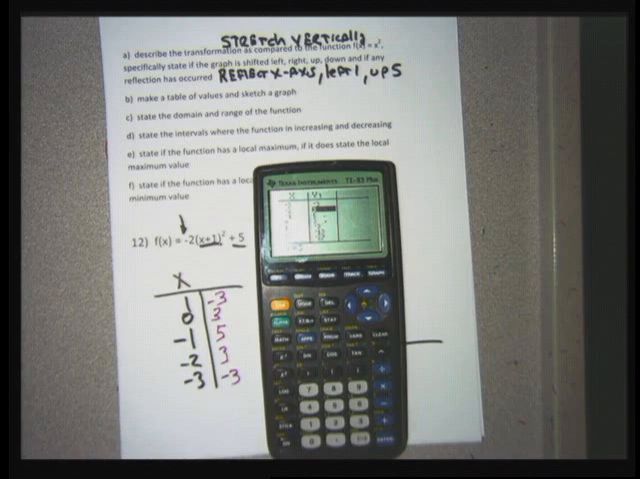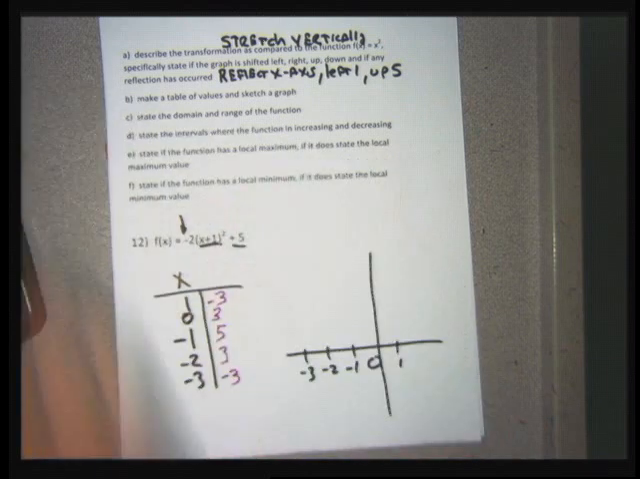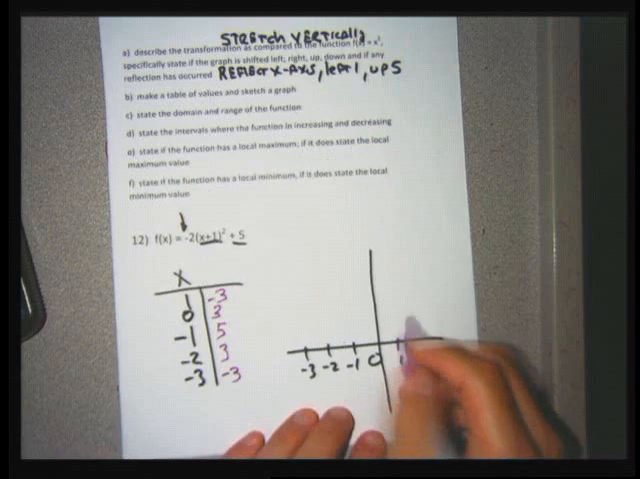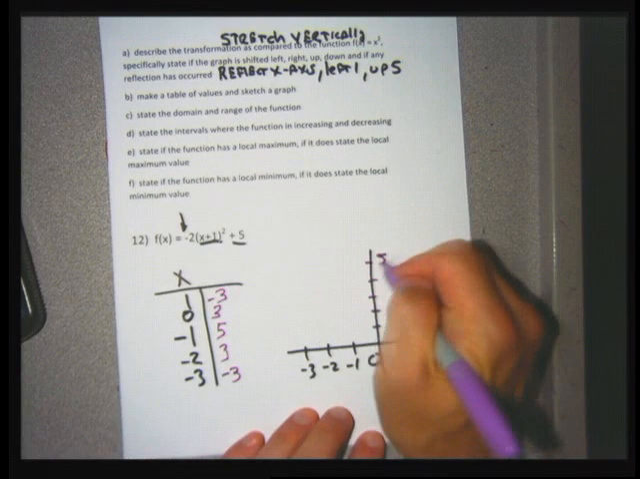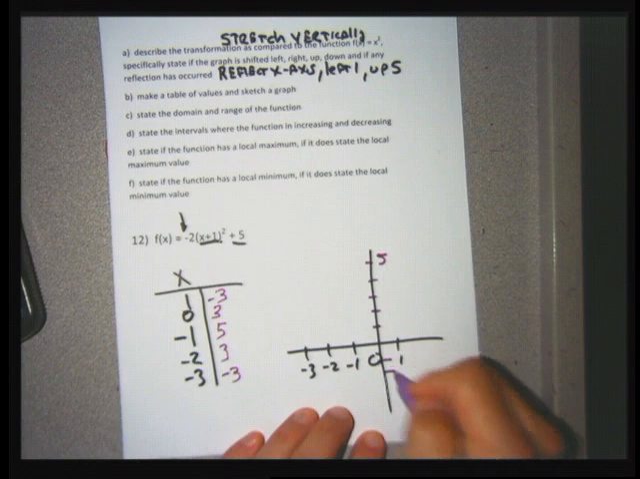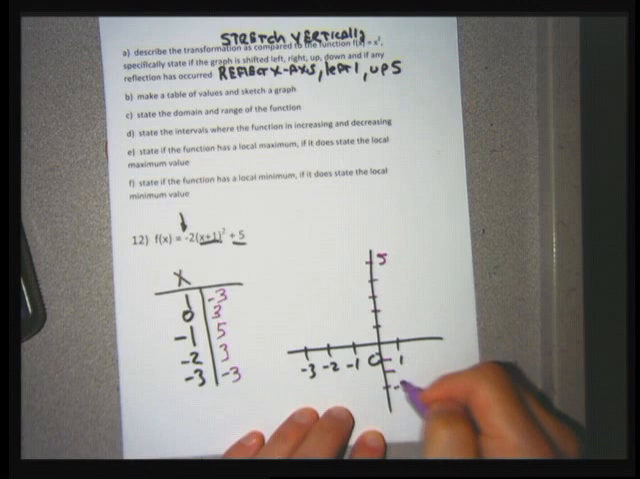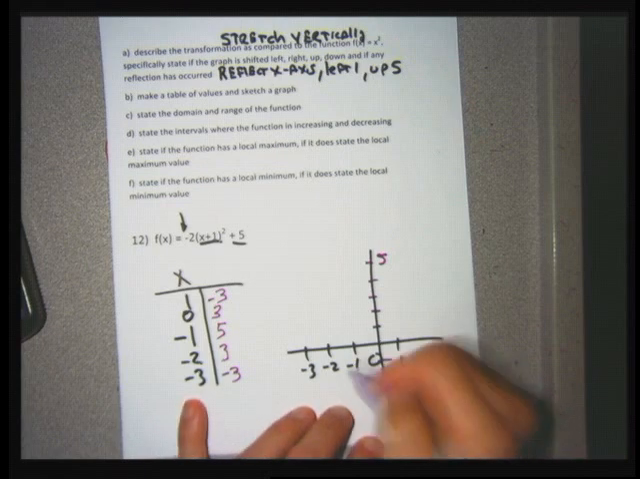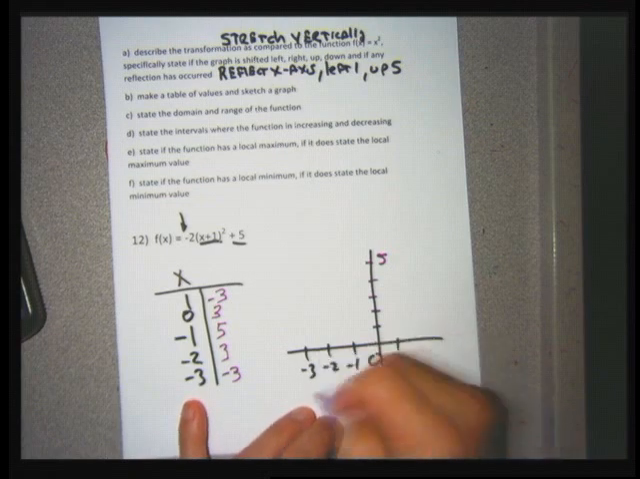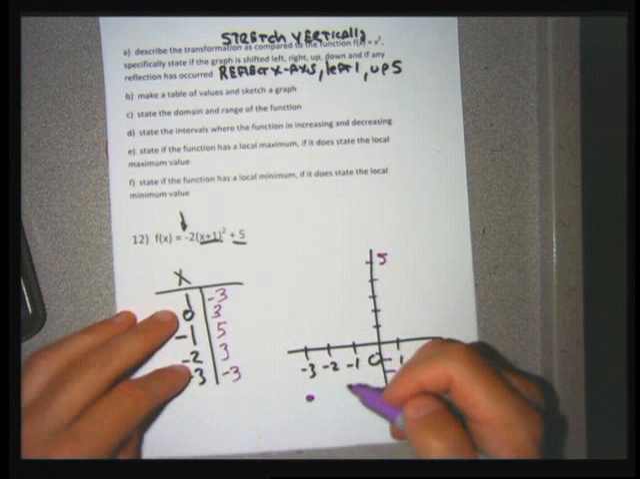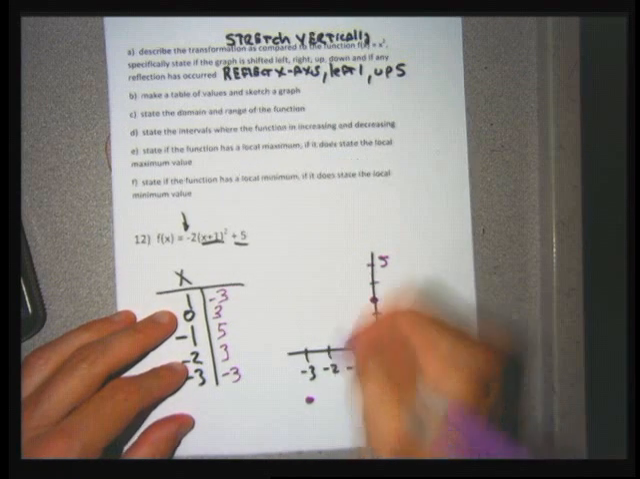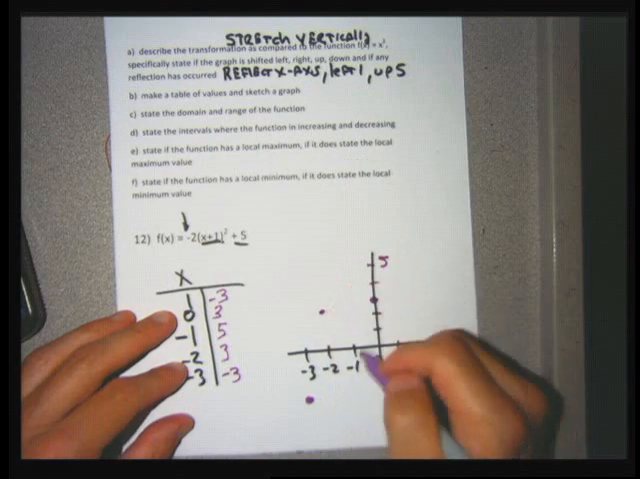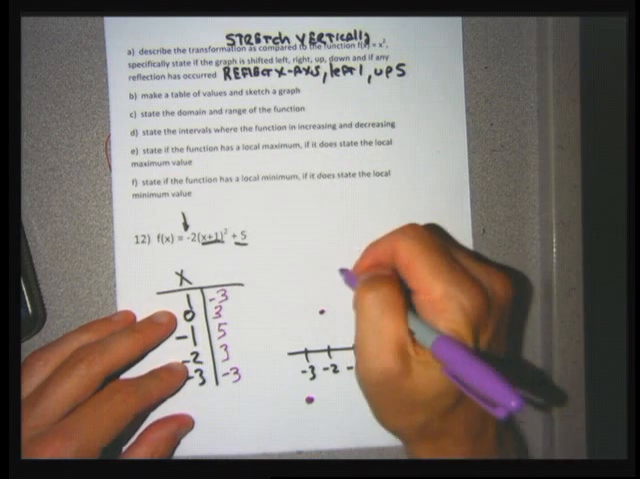Plot those points, connect them, I'll be done with part B. So I'm plotting the points. So I need to go up to 5: 1, 2, 3, 4, 5. And down to 1, 2, 3, negative 3. So plotting the point 1, negative 3, negative 3, negative 3, 0, 3, negative 2, 3, and lastly, negative 1, comma 5.